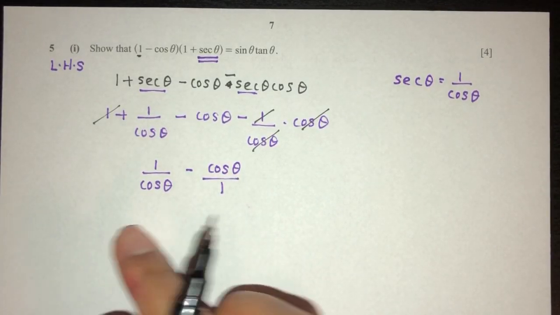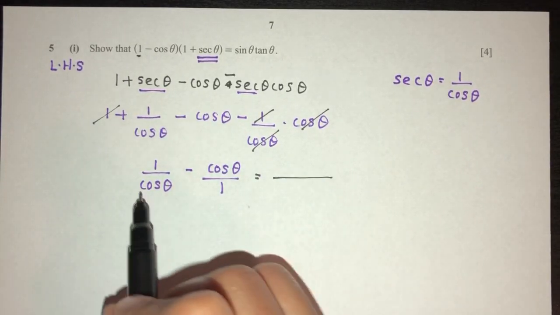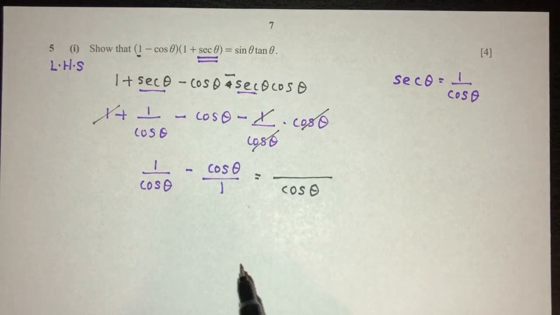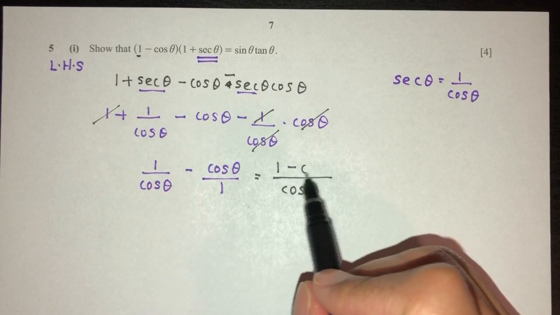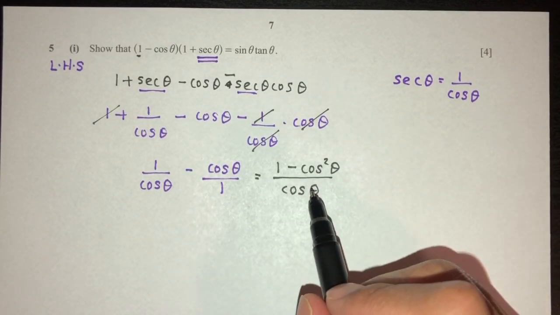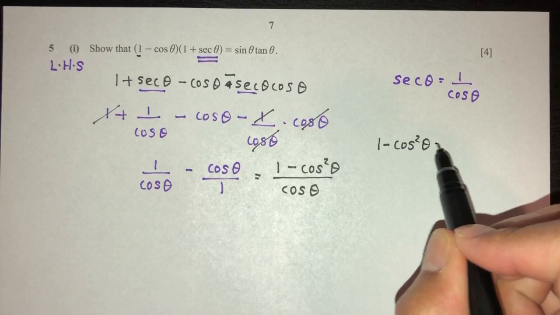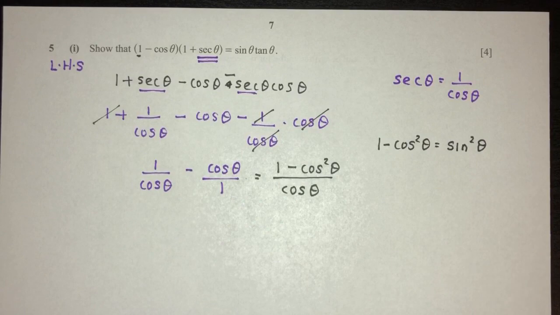So cos theta is over 1. So whenever you have different bases, you have to find the LCM. In this case, we can just multiply them by each other. So that will be 1 times cos theta is cos theta. And then we have to cross multiply. So 1 times 1 is 1. And this will be cos square theta. So now we have to simplify this. If you observe, on top we have 1 minus cos square theta. So 1 minus cos square theta is equal to sine square theta. So this is also given in your list of formulas for this identity, okay?